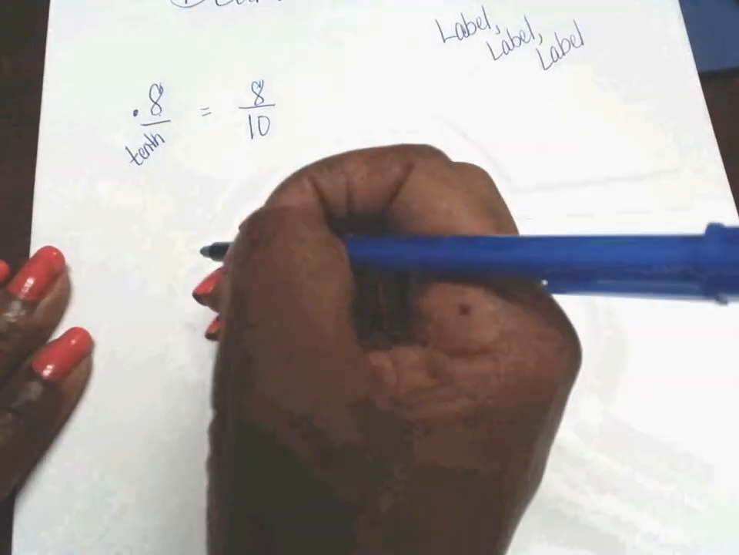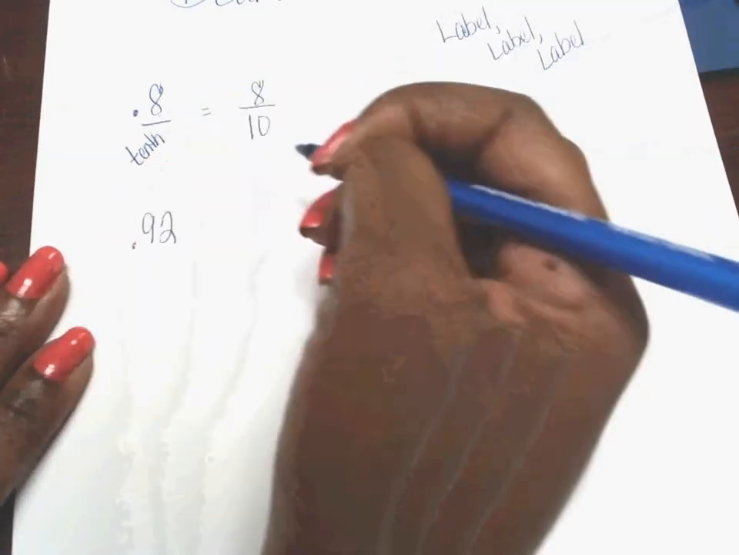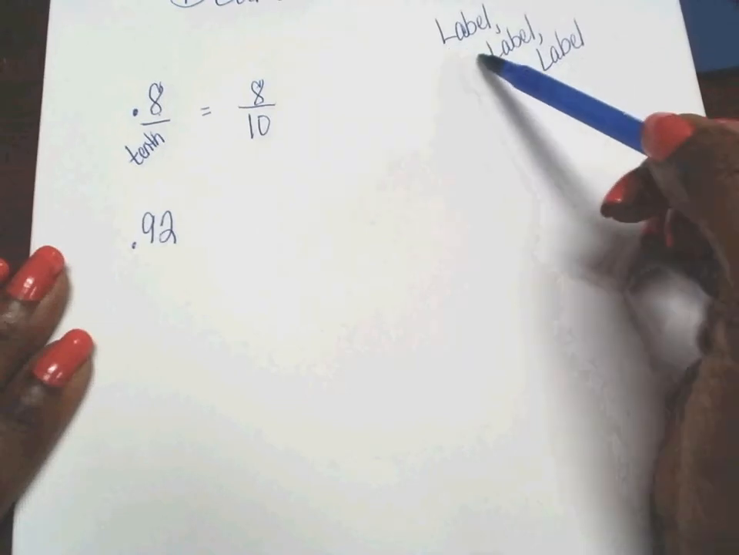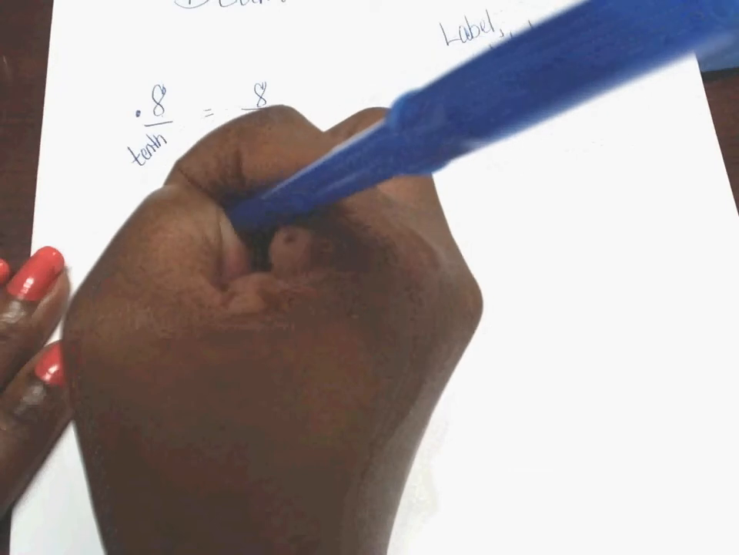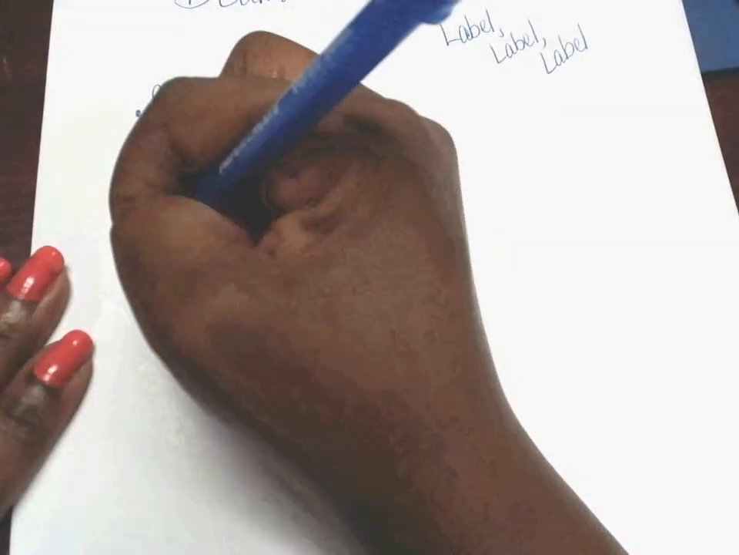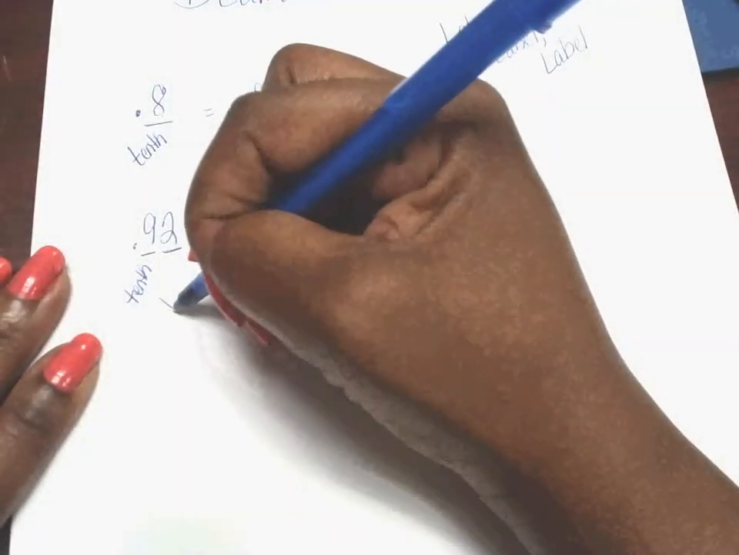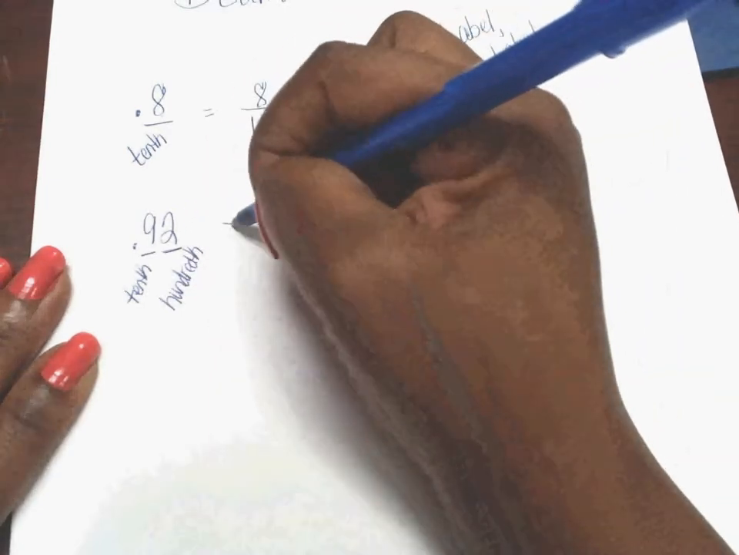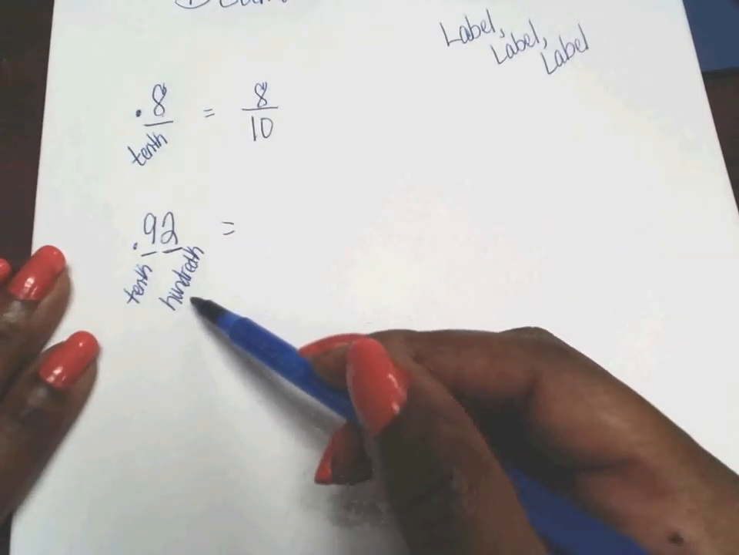Okay, so let's go back and do a bigger one. How about this? Again, your first step is to label, label, label. I'm going to put my lines underneath my decimal, and then I'm going to label them. This is the tenths place, and then this is hundredths. And now I ended with hundredths. That's the last label that I wrote.